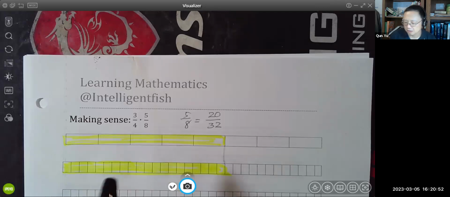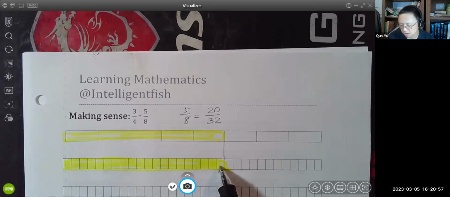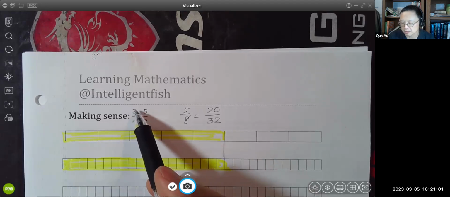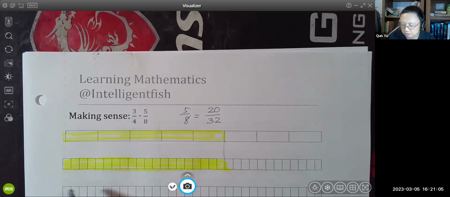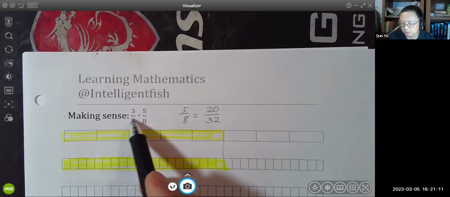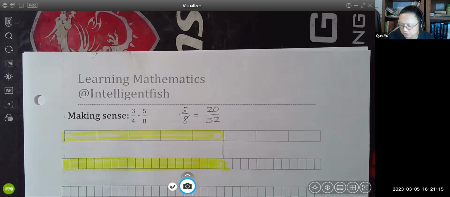Now, out of these 20 smaller yellow blocks, I need to get 3/4 of it, 3/4 of it, right? In other words, I need to divide these 20 yellow blocks into 4 equal parts. I take 3 parts. That's the meaning of fraction. So let's divide into 4 equal parts. Since we have 20 blocks, 4 equal parts means each one has 5, right?